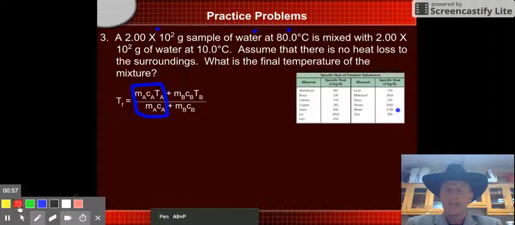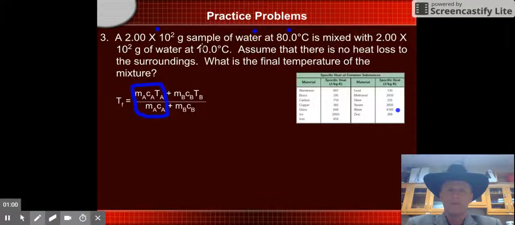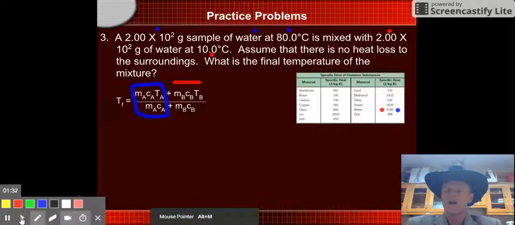Now let's identify in red, what are we mixing with water? We're putting water and water in this one, the same amount of water as well. So we have water at 80, and we're mixing with water at 10. This is also our C for the red side. So this is red water, and this is blue water. Red water looks hot.